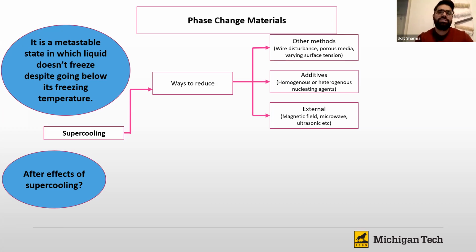And the third one is external fields, in which you implement a magnetic field. If the phase change material is subjected to it, then the supercooling can be reduced.